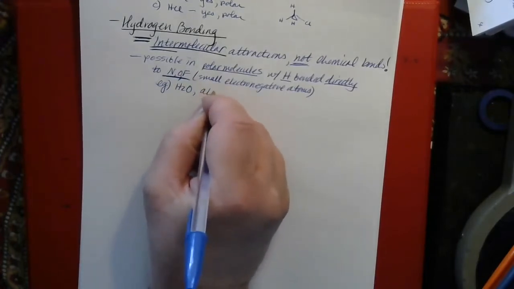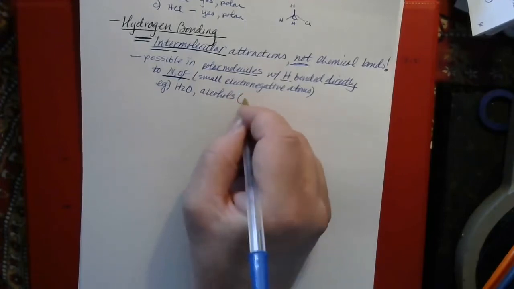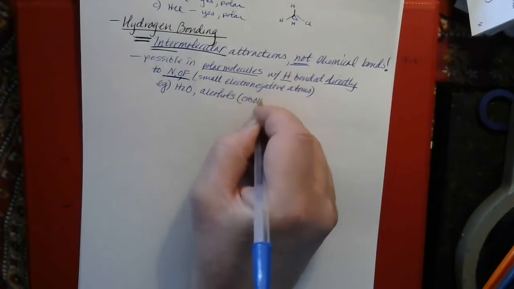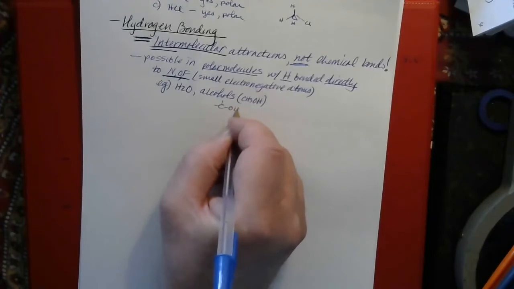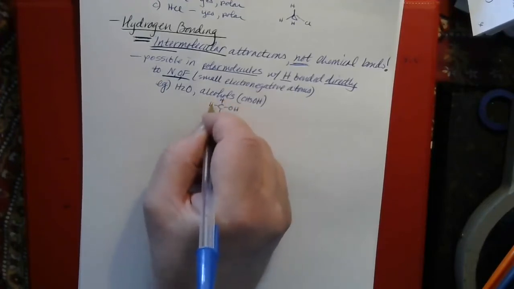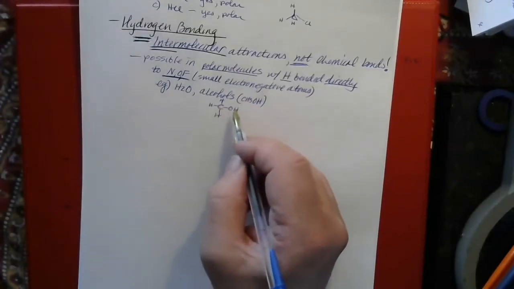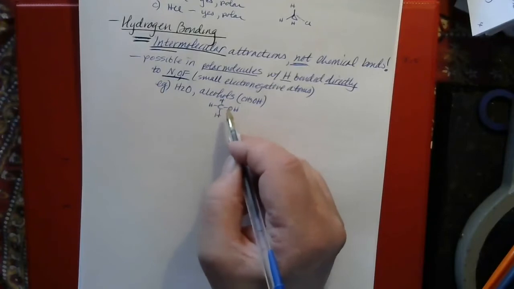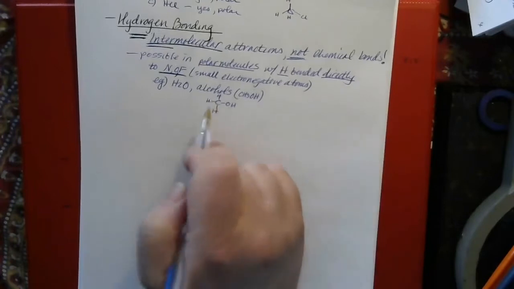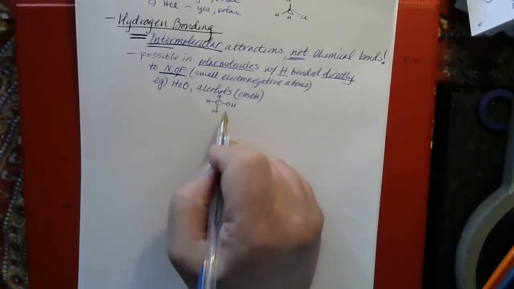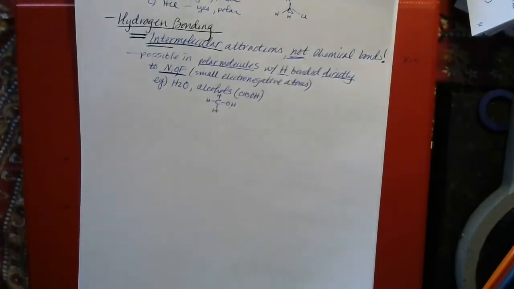Also, alcohols, like methanol. Methanol has a structure like so, where 3 of the 4 hydrogens are bonded directly to the carbon, but the 4th hydrogen is bonded directly to the oxygen. And that right there is what allows hydrogen bonding. And that actually is why alcohols dissolve so well in water. It's the fact that alcohols can hydrogen bond with water.